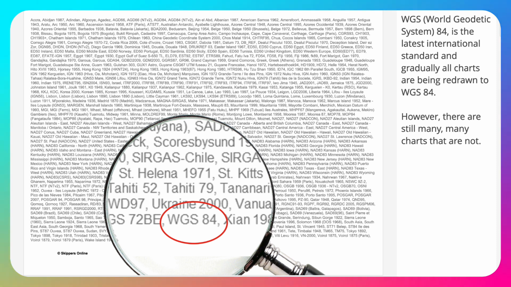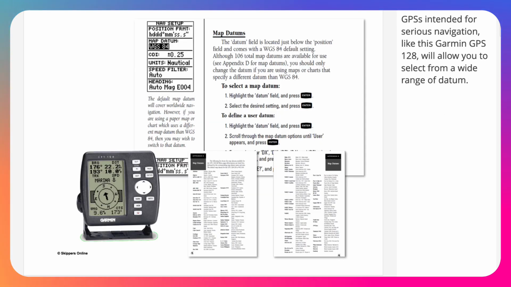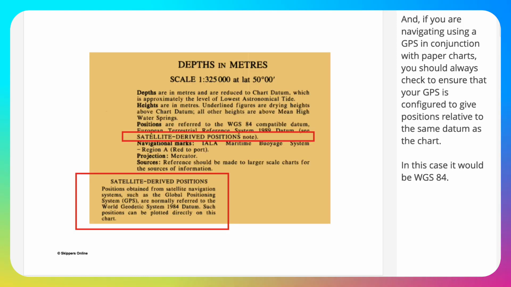WGS, World Geodetic System, 84, is the latest international standard, and gradually all charts are being redrawn to WGS 84. However, there are still many, many charts that are not. GPSs intended for serious navigation, like this Garmin GPS 128, will allow you to select from a wide range of datum.